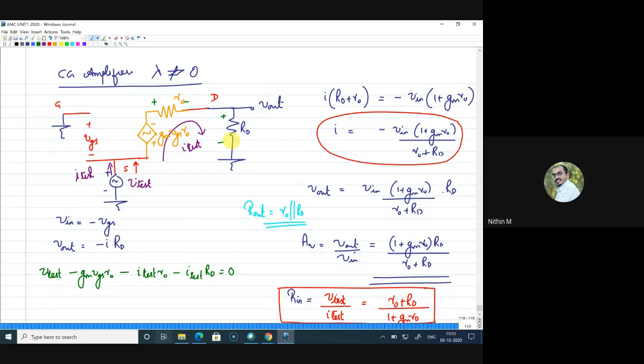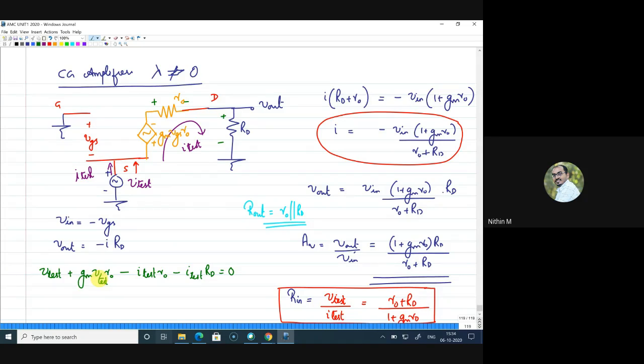Right. Now in this you can substitute VGS as minus V in. So this will be plus V in R naught. That's all. Take I test to the other side and write. This is V test. V in is V test now, right? Yeah. So Akram, is that clear?